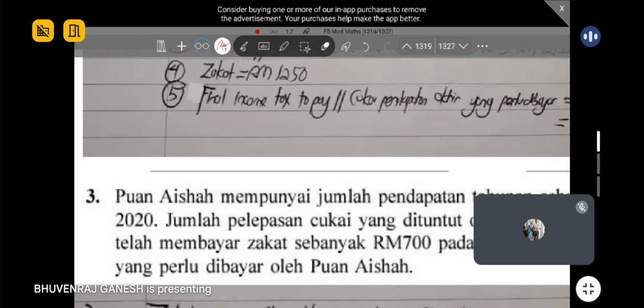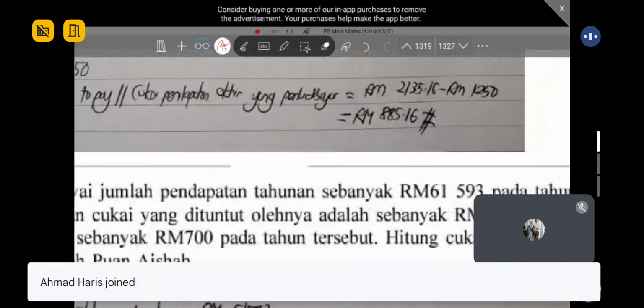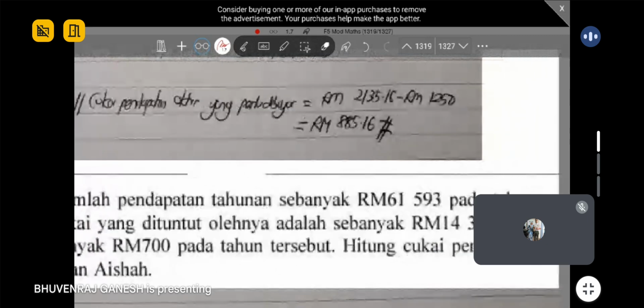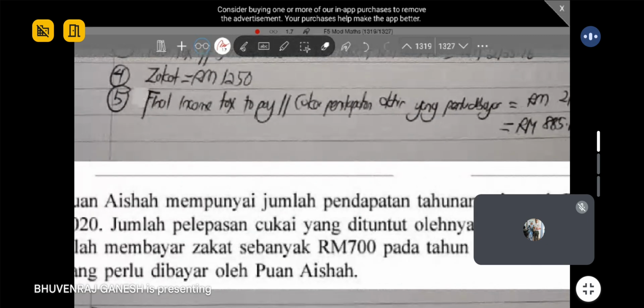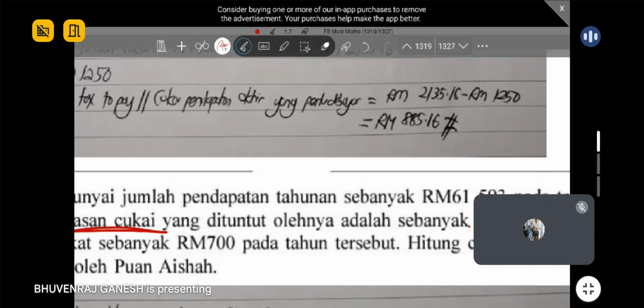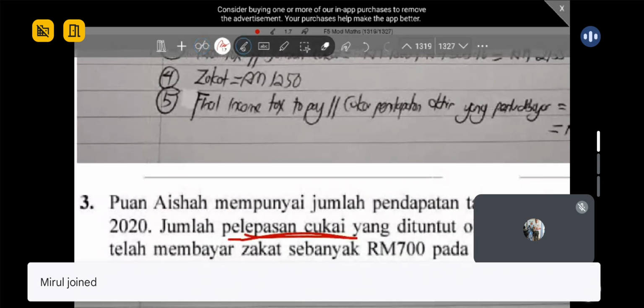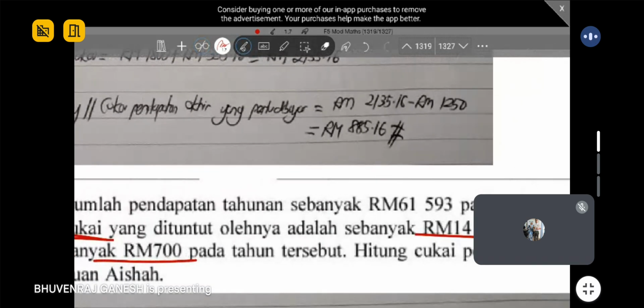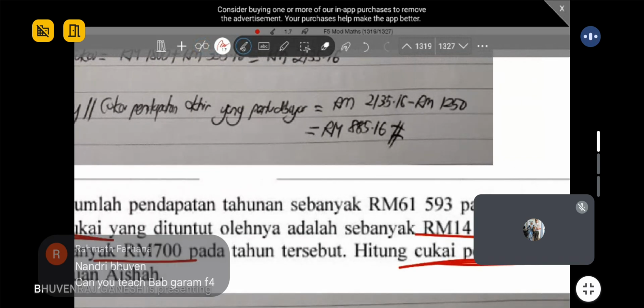So next one, number 3. So let's say they give you annual income 61,593. This one got special a bit. They tell you got tax relief, pelepasan cukai. The value is this one. And then another information. They tell you got zakat, RM 700. So they want you to count your income tax, cukai pendapatan.